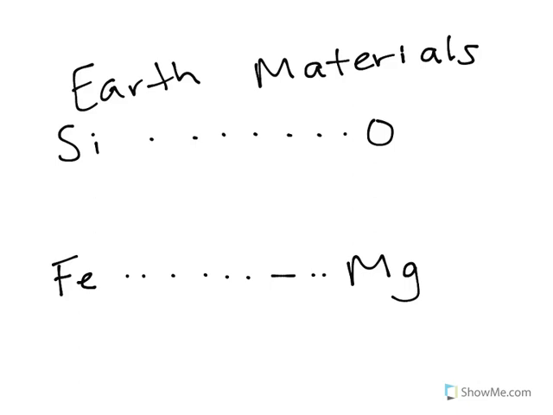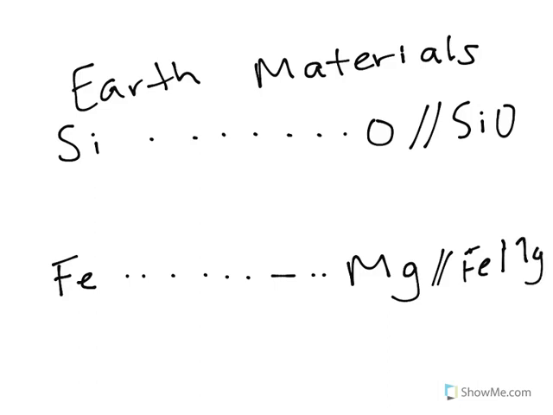So when we start talking about our different rock types, you're going to see that we're going to talk about silica and oxygen ratios versus iron and magnesium ratios. So what we learned in our Earth materials section is that there are four main different types of rock, and we can categorize them based on our silica content. So we learned about our silicates, and those are the ones that have silica and oxygen.